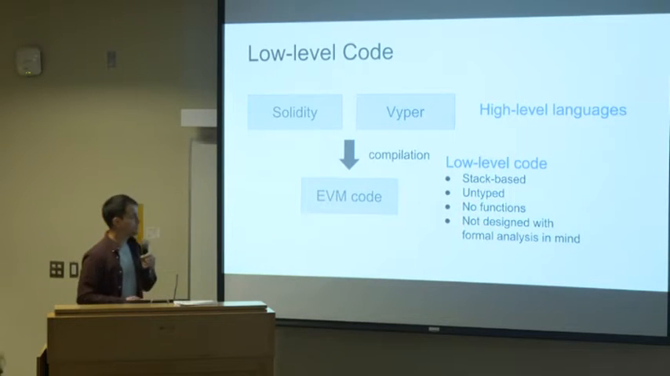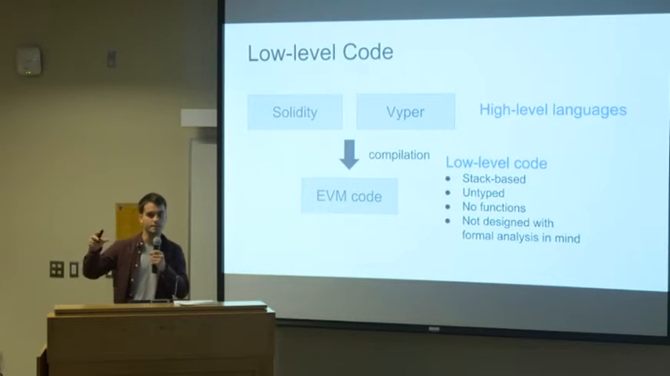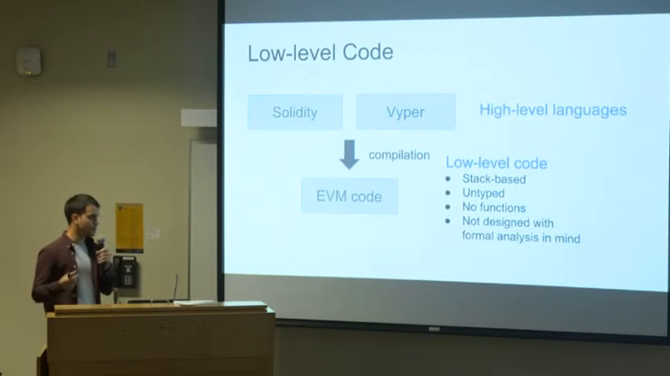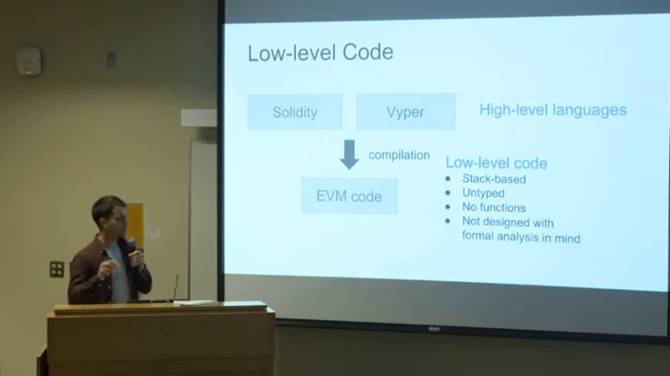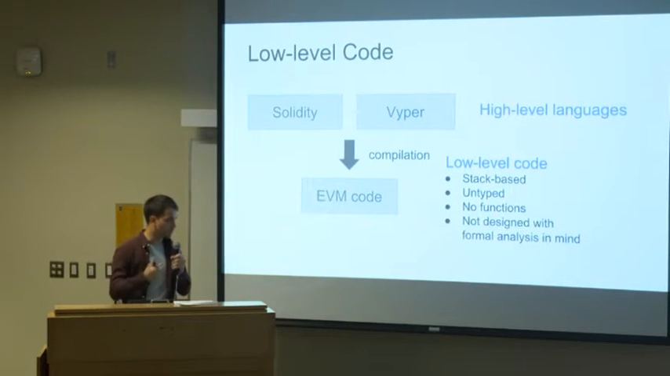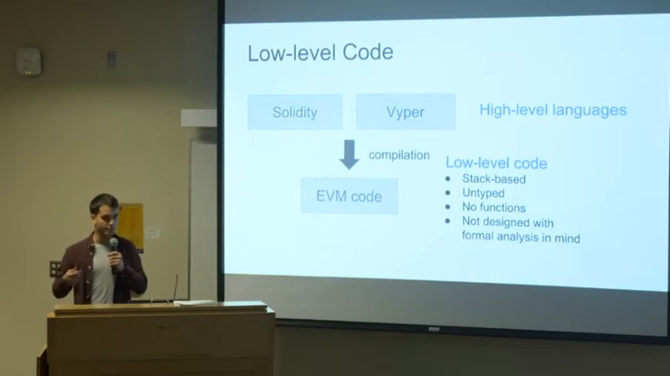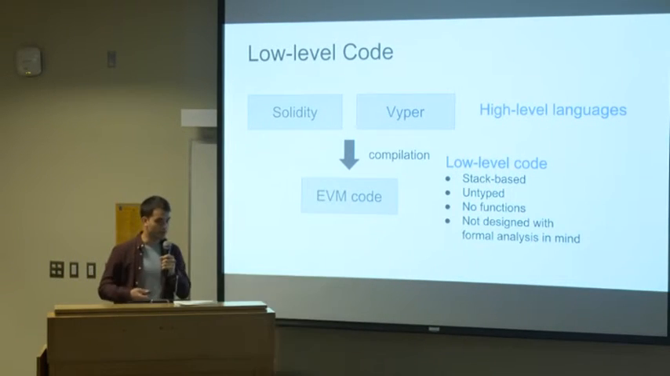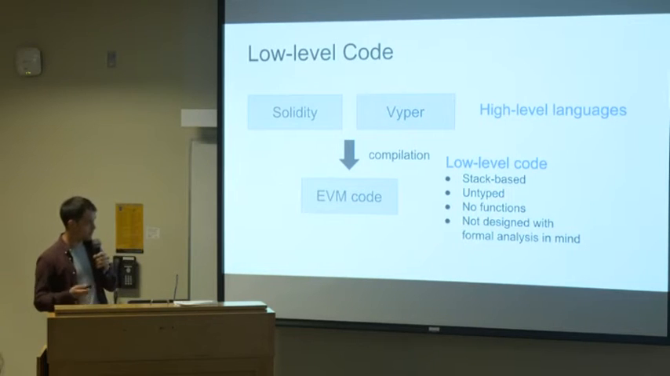What is good to remember about this EVM code, which is actually run on the blockchain, is that it's stack-based, it is untyped, and it has no functions. When you write a function in Solidity, it actually compiles down to some jumps in the code. It was not designed with formal analysis in mind. If you want to see how a language with more secure priorities could be designed, you can look at Viper and their GitHub page, which is quite interesting in terms of the trade-offs they make to make sure that developers write safe, secure smart contracts.